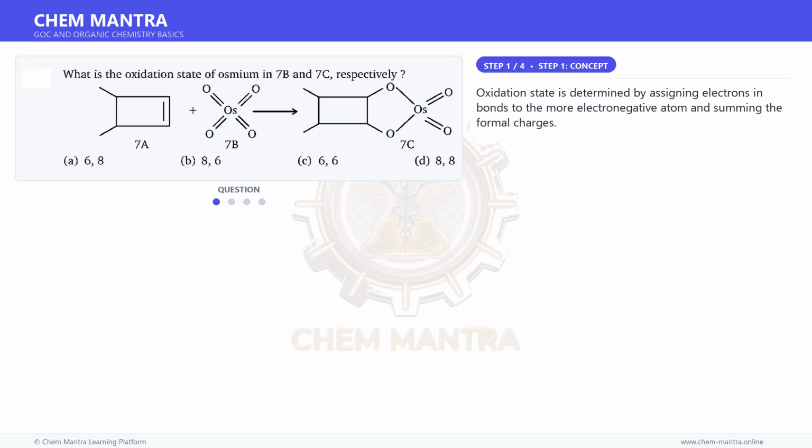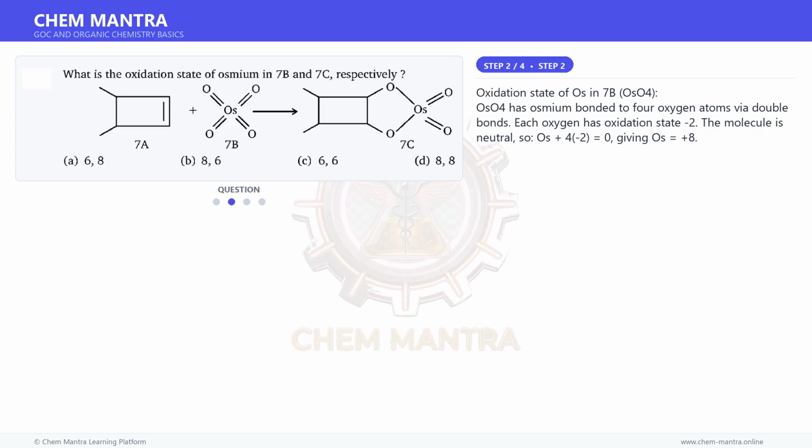Oxidation state is determined by assigning electrons in bonds to the more electronegative atom and summing the formal charges. Moving on to the next step.